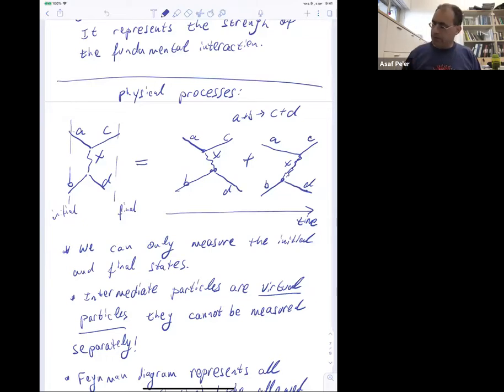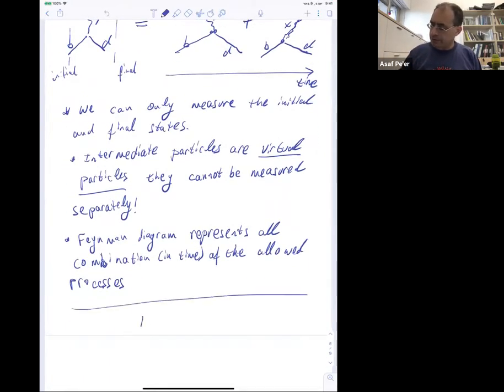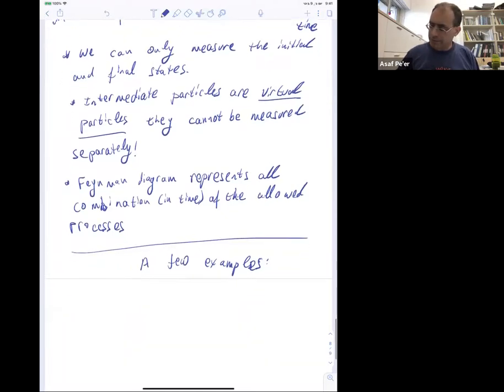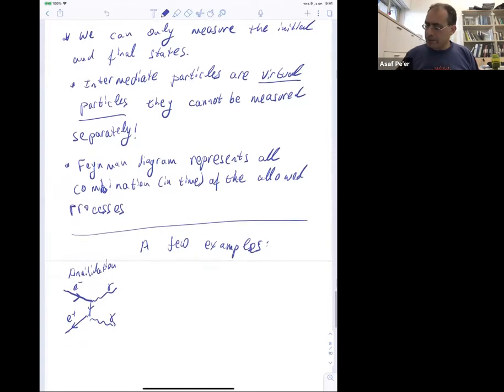So I drew a few examples. For example, I gave the example of an annihilation. An electron, an anti-electron, two vertices, and we're producing two photons. So this describes the annihilation, namely electron plus positron go into two photons.